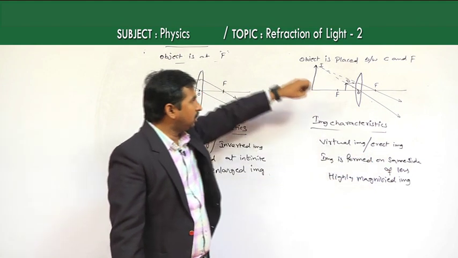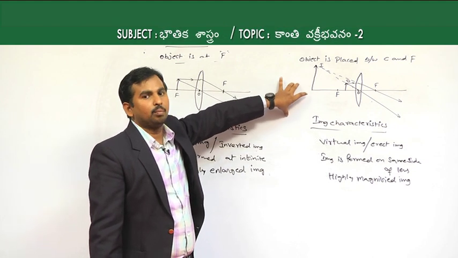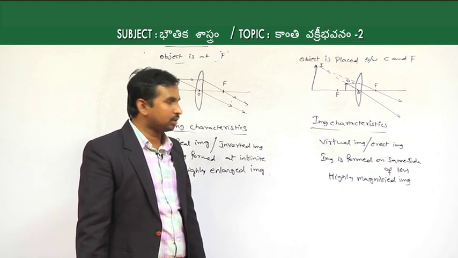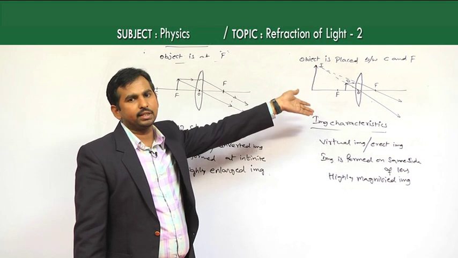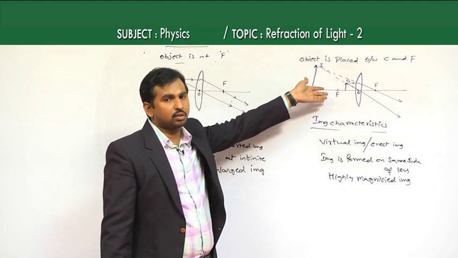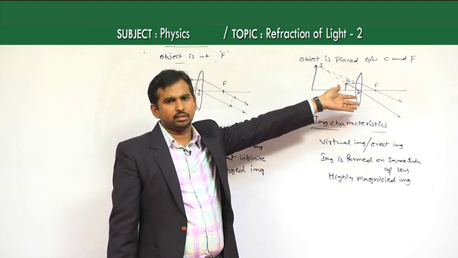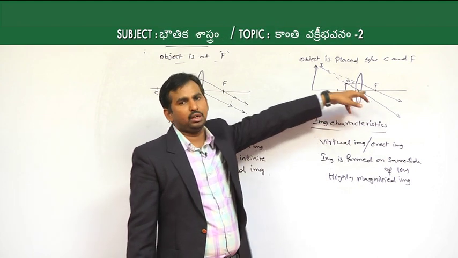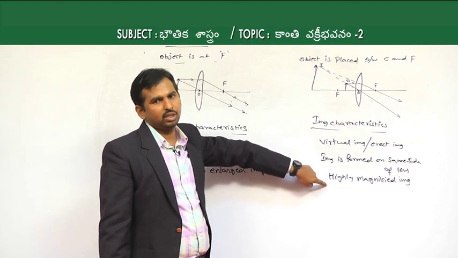Particularly this ray diagram, we will see in practical applications like the microscope. Whenever we place the lens, which is a convex lens we use in the microscope, very near to any bacteria or blood cells, the position of the object is nothing but between F and O, so that we get a highly magnified image.